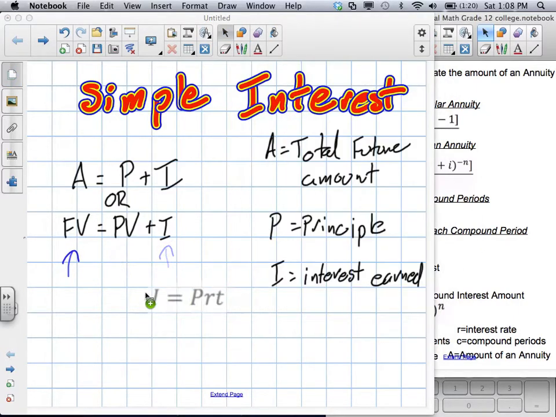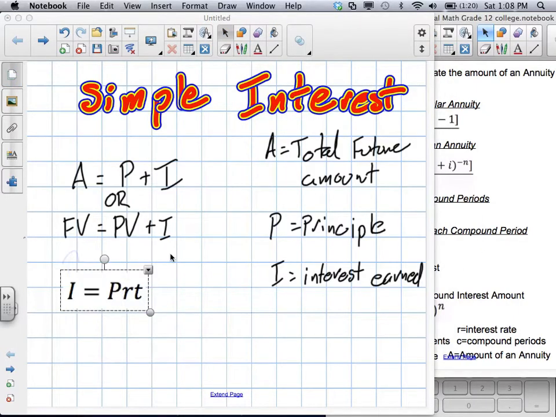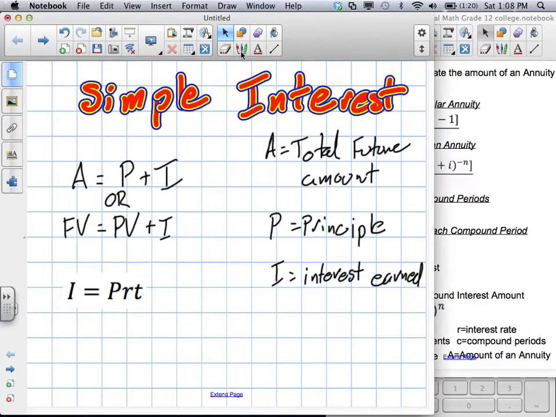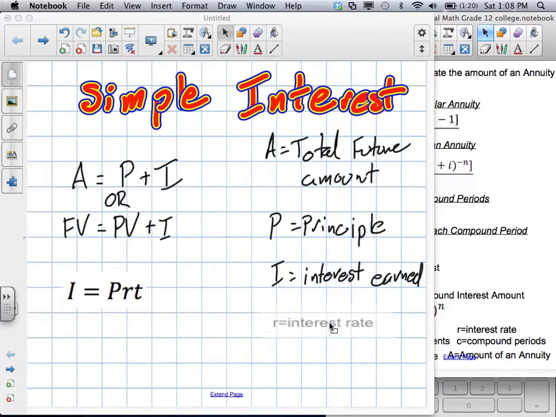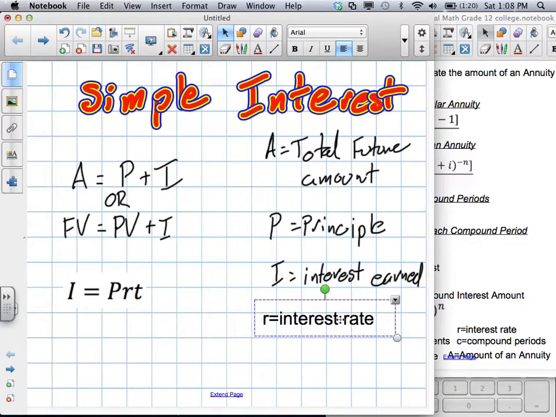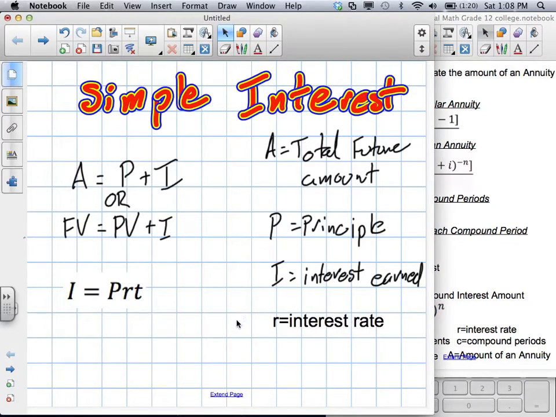This formula goes along with it. I equals PRT. That's how to calculate your interest earned. Okay, P is still the same. It's principal, or the present value. Now, lowercase r, and you're going to have to get used to upper and lowercase letters here. You're going to have to try to remember the definitions. Lowercase r is your interest rate. Okay, so they're talking about the interest rate here. So whatever the interest rate is, that's what our lowercase r is.